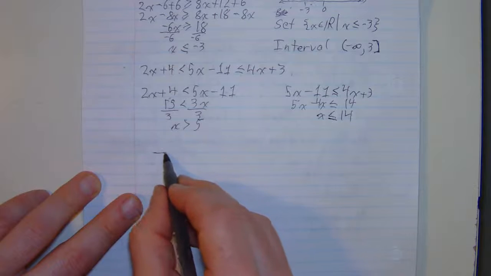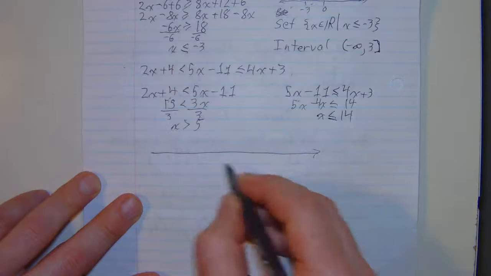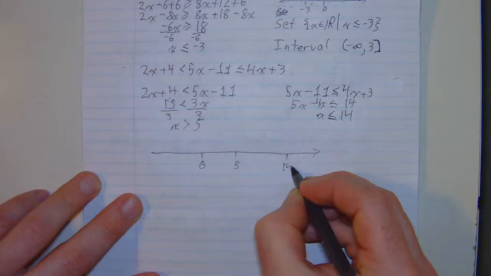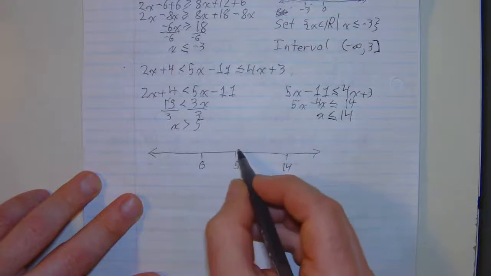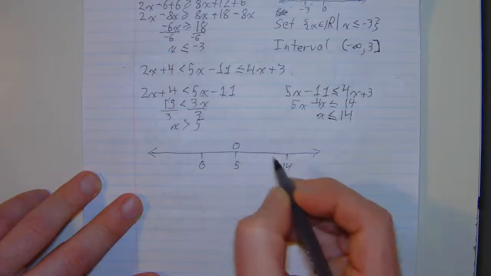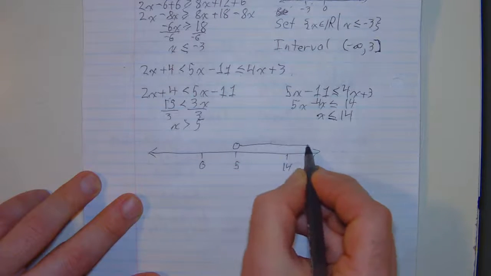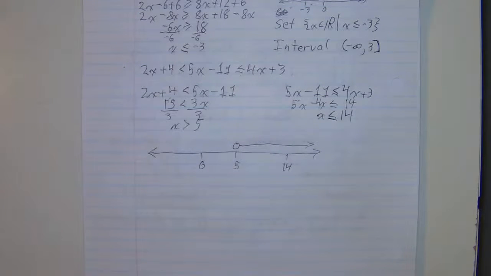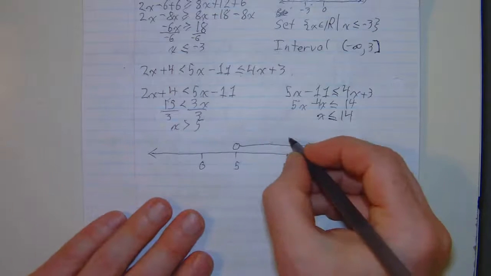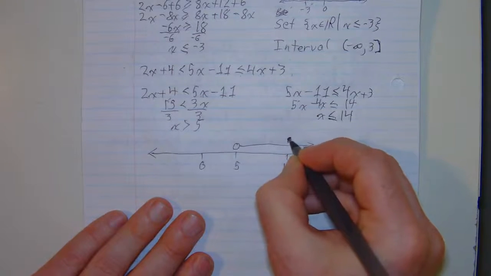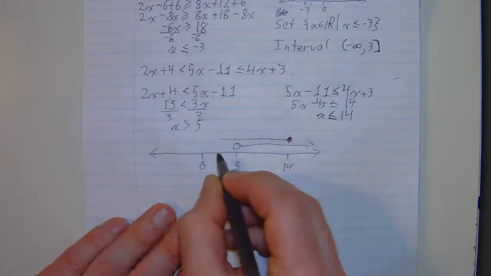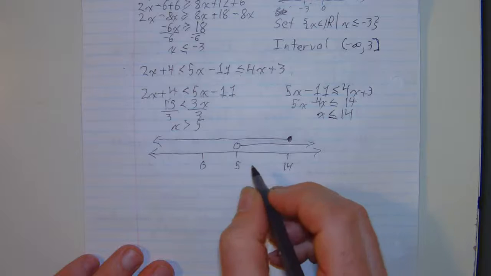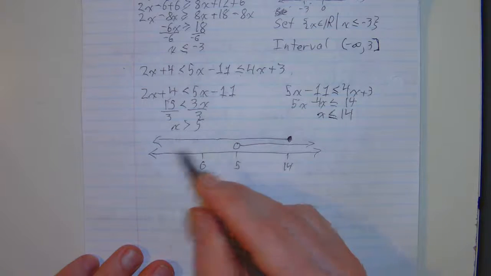And this is where the number line starts to really be helpful. So there's 0, there's 5, there's 14. If I draw the first one here, I'm going to have an open circle at 5 going up forever because x is greater than 5. If I draw this second solution here, I'm going to have a closed circle at 14 and then going down, less than 14 and down forever.